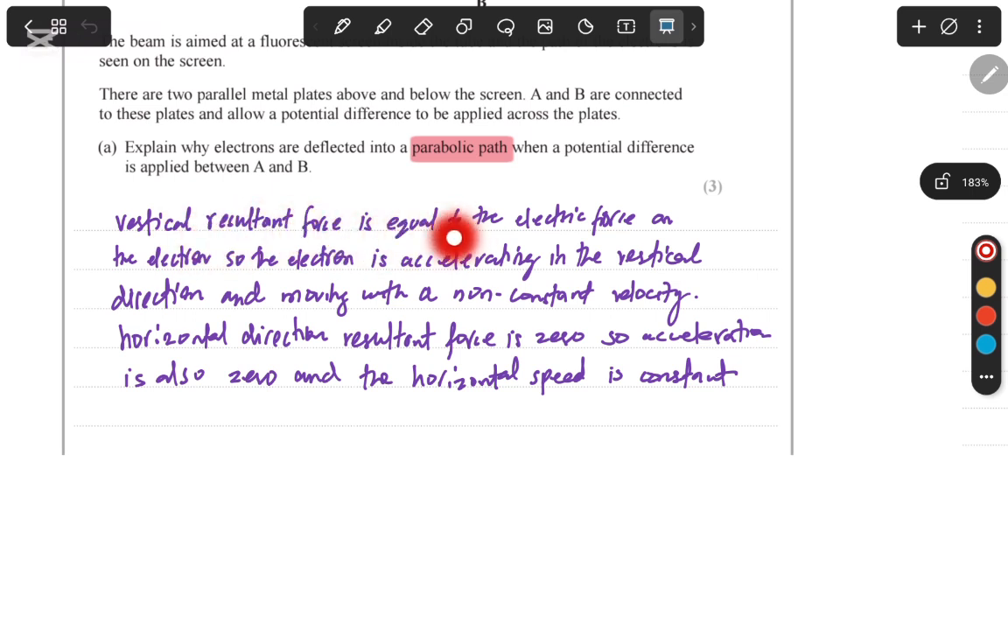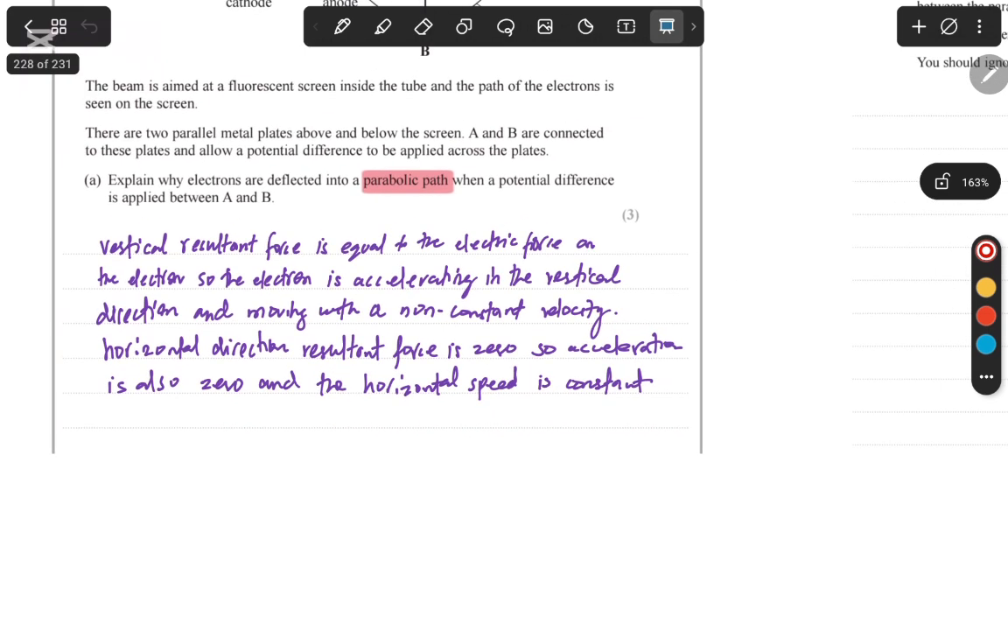Vertical resultant force is equal to the electric force on the electron. So the electron is accelerating in the vertical direction and moving with a non-constant velocity. Horizontal direction, resultant force is 0, so the acceleration is also 0, and the horizontal speed is therefore constant. So that's going to be your 3 marks.